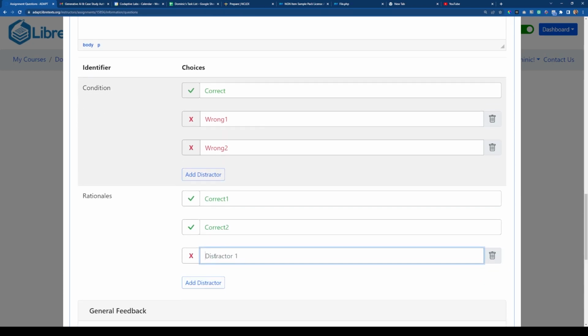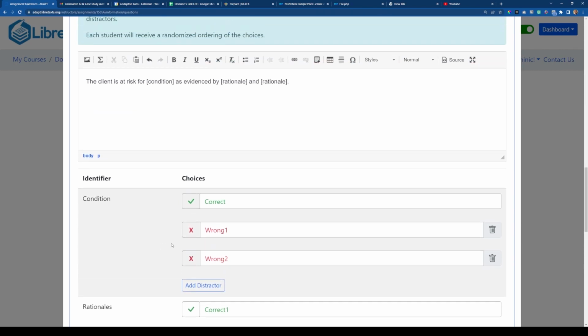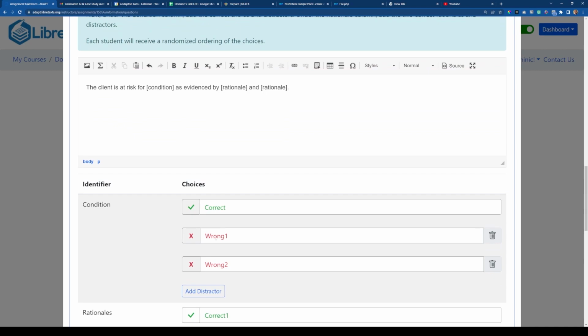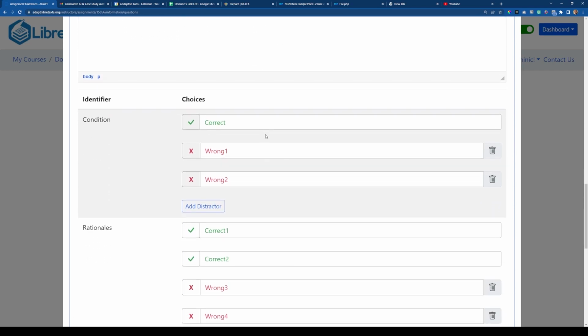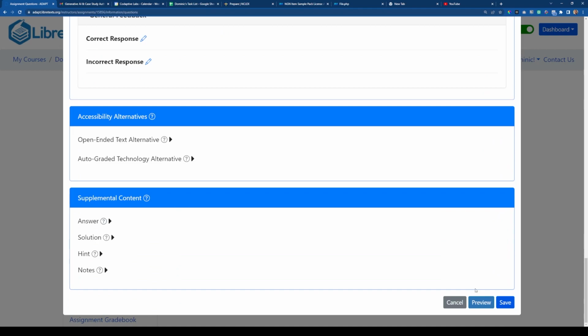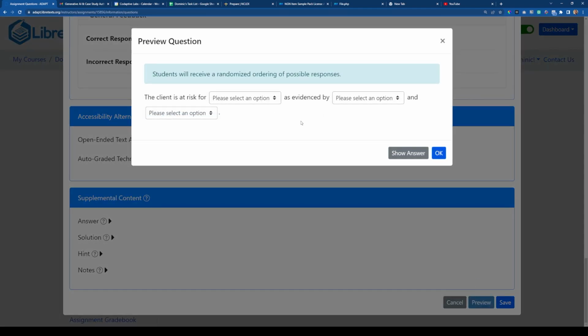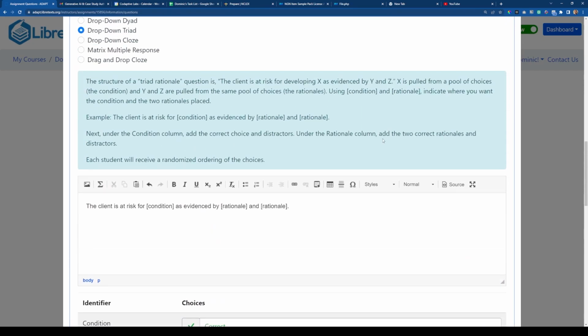Okay, so again, the key thing to keep in mind when you are putting in a triad question is that the first blank is going to have its own pool of choices where the learner must choose the correct choice out of those choices. And then for the last two blanks, it's going to be a shared pool of choices, and the learner will pick those two. It doesn't matter what order they go in for those last two blanks. The learner will simply pick the correct ones, and the end result will look something like that. So that is how you author the drop-down triad question type.